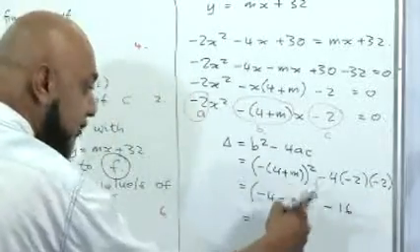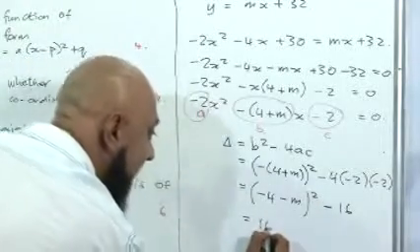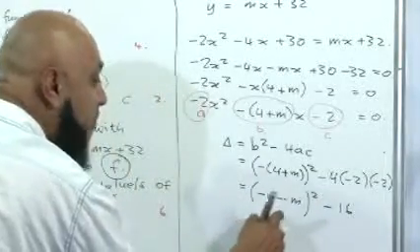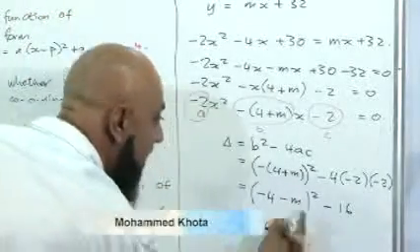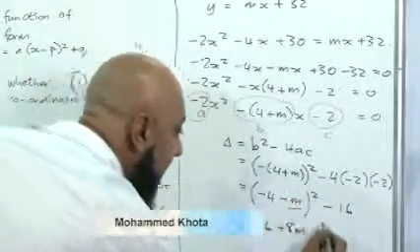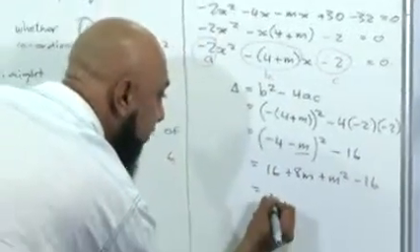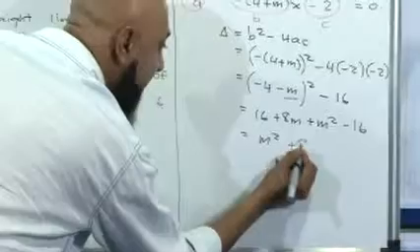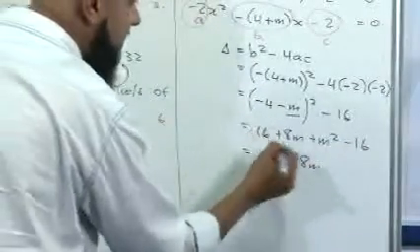Now let's square this, let's remove the brackets. Square the first term, I get 16. Multiply the 2, I get plus 4m, and times it by 2, plus 8m. Square the second term, minus m squared gives me plus m squared minus 16. What am I left with? M squared plus 8m plus 16 minus 16 cancels out.